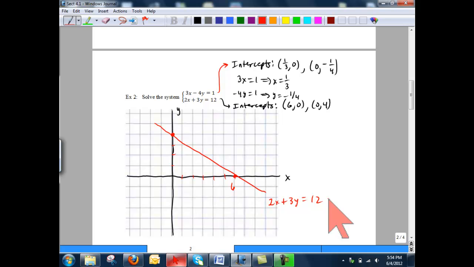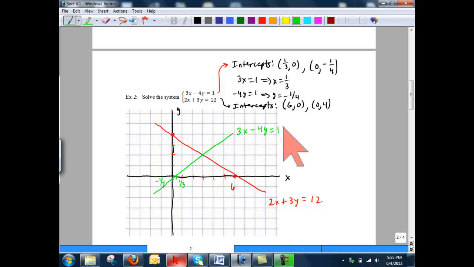All right, the other one has intercepts very close to the origin. 1/3, 0. So on this scale, that's right in here. And 0, minus 1/4. So that's very close to the origin indeed. If I had it to do over again, I might have expanded my scale a little bit. So here are the 2 intercepts, and those 2 points determine a line, the other line. So it's like this. This is the line 3x minus 4y equals 1.